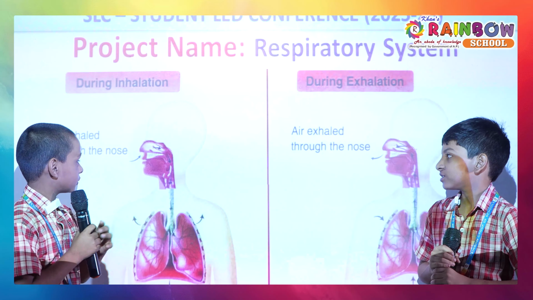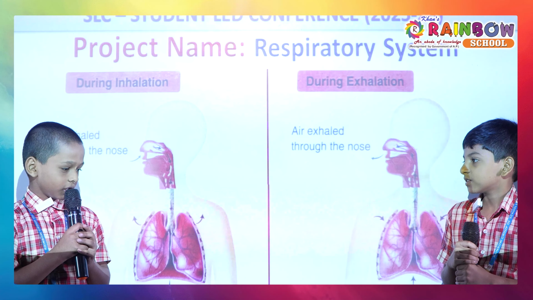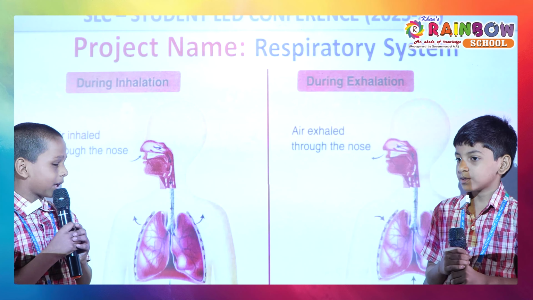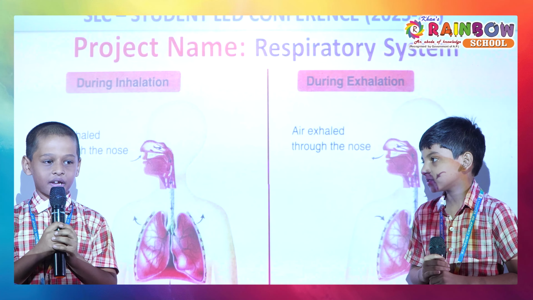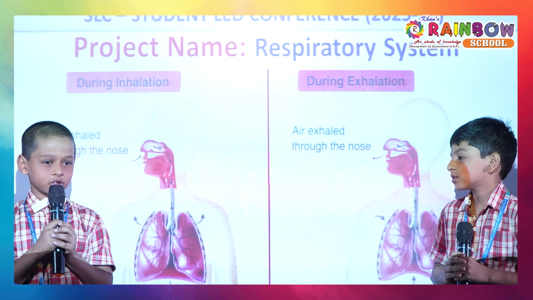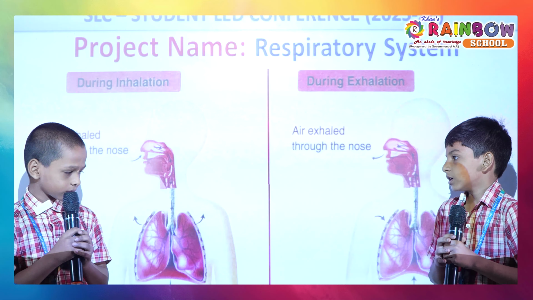Nose. We breathe in air through our nose. The nose has two nostrils that have hairs that trap dust particles. The nostrils lead to the nasal cavity, from which air passes into the pharynx. The nasal cavity has cells that moisturize the air we breathe.